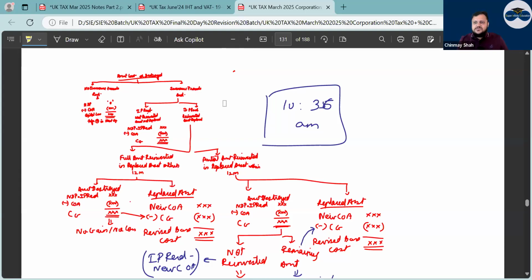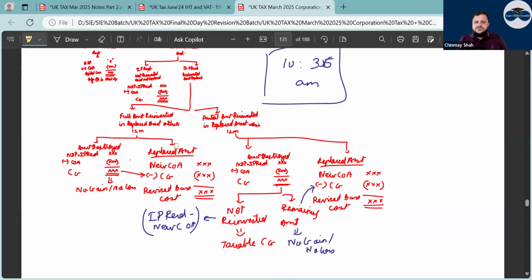But if insurance proceeds are received and you reinvest the amount within 12 months from the asset being destroyed, correct? If you do full reinvestment, no tension. On the original asset, no gain, no loss, correct? But on the replaced asset, there will be a revised base cost: new cost of acquisition minus the capital gain that is exempt, correct? But it has to be what? Your insurance proceeds have to be fully reinvested in what? The new cost of acquisition, correct?